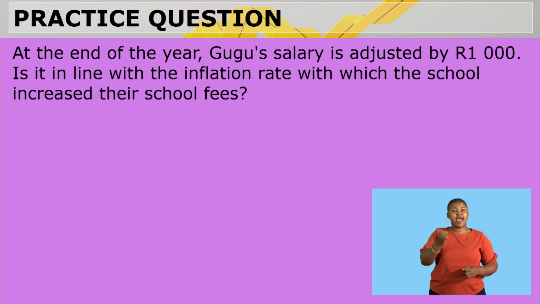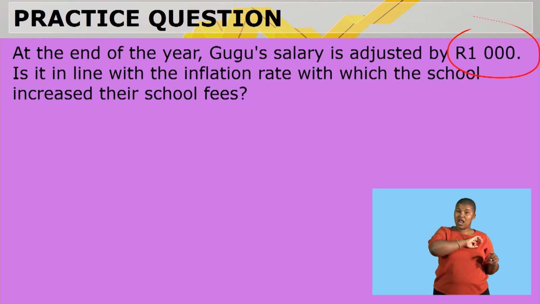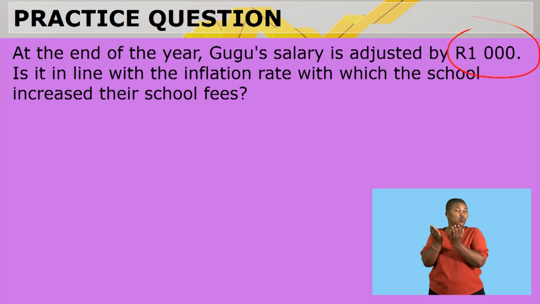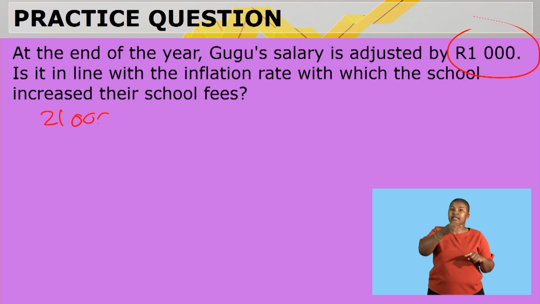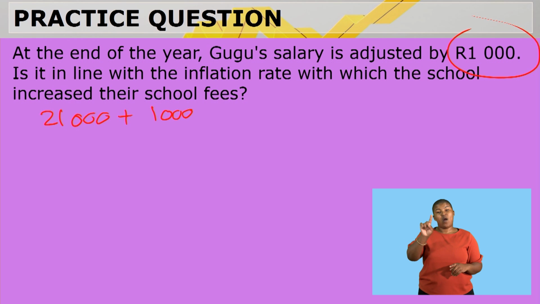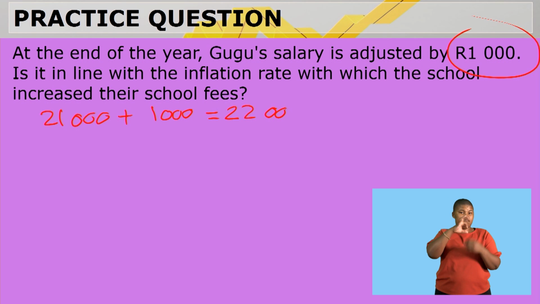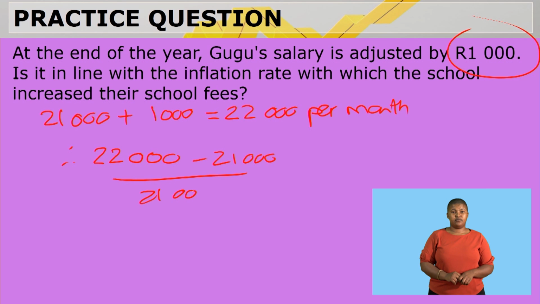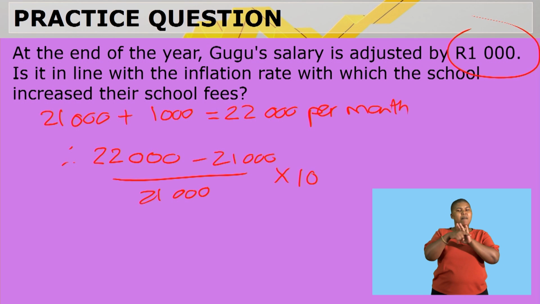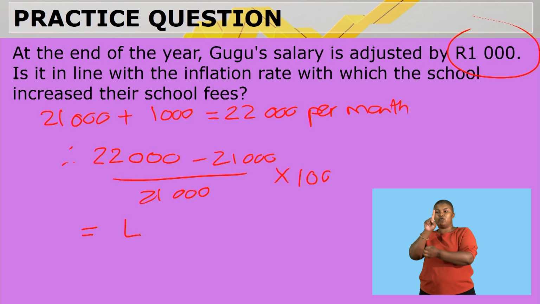At the end of the year, Gugu's salary is adjusted by 1,000 Rand. Is it in line with the inflation rate in which the school increased their school fees? So first we need to calculate the percentage increase of Gugu's salary. She used to earn 21,000 Rand plus the increase of 1,000 Rand, she will earn 22,000 Rand per month. So it's 22,000 minus 21,000 over 21,000, exactly the same method as the previous question, times 100.